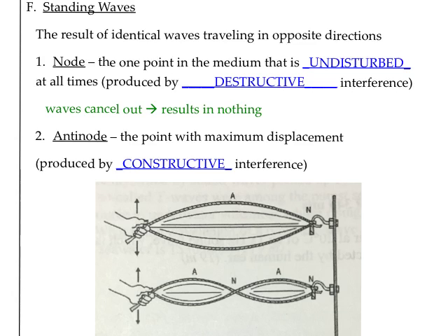There are two parts to a standing wave. One part is called a node, and that's the point in the medium that's undisturbed, and it's produced by destructive interference. And then the other part of a standing wave is called an antinode, and that's the point with the maximum displacement, and that's produced by constructive interference.